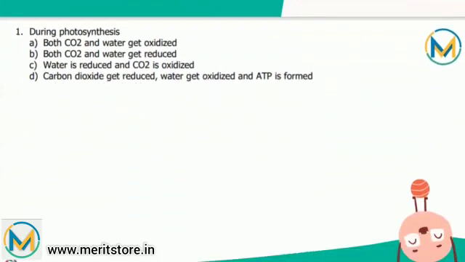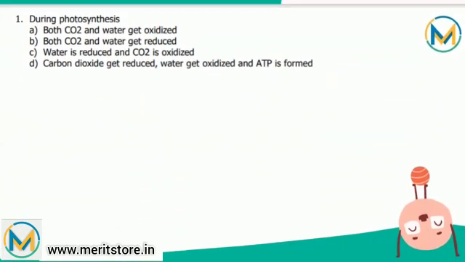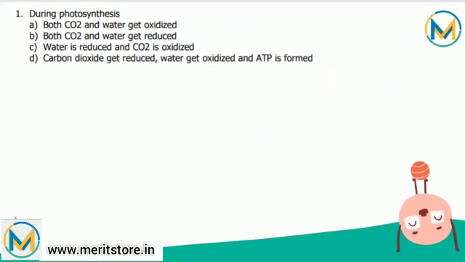First question. During photosynthesis, both CO2 and water gets oxidized, or both CO2 and water gets reduced, or water is reduced and carbon dioxide is oxidized, and the last, carbon dioxide gets reduced, water gets oxidized and ATP is formed.